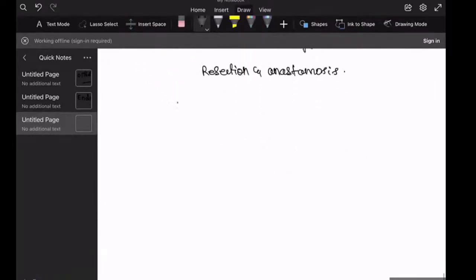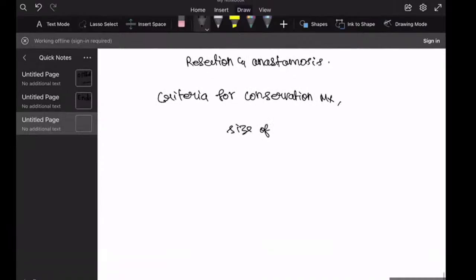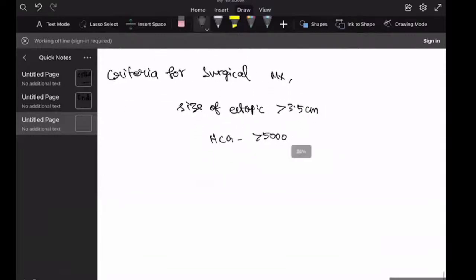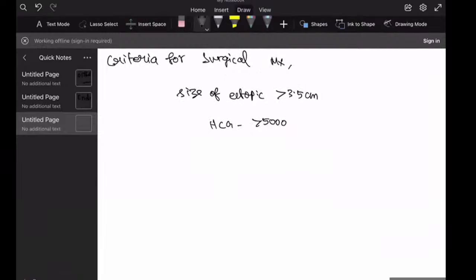And the criteria for conservative management: if the size of the ectopic is more than 3.5 centimeters, HCG more than 5000, I'm sorry, not conservative, surgical. Size of the ectopic is more than 3.5, human chorionic gonadotropin levels are more than 5000 international units, and there is cardiac activity present, go for surgery.